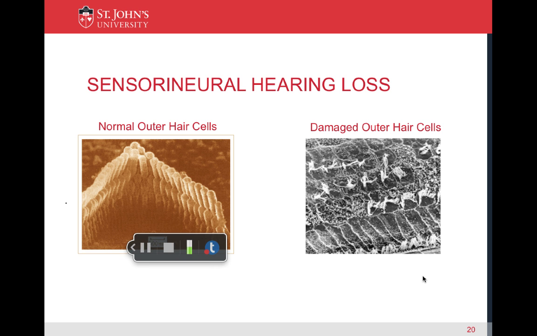Here's two pictures. We have what normal outer hair cells should look like on the left, and what damaged outer hair cells look like on the right. And once your outer hair cells are damaged, they do not grow back, they do not repair themselves, and there's nothing we can do to treat this sort of hearing loss at this time. So there's a reason to protect your hearing, because you certainly don't want your cochlea to have hair cells like this on the right.